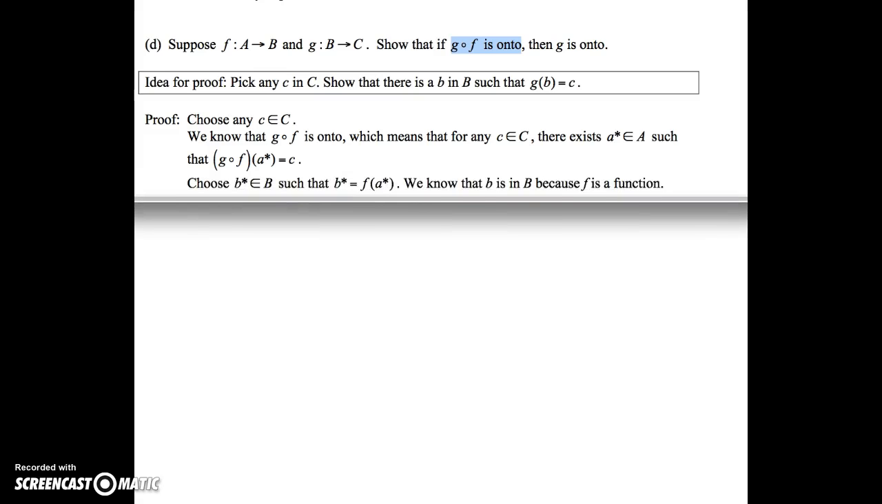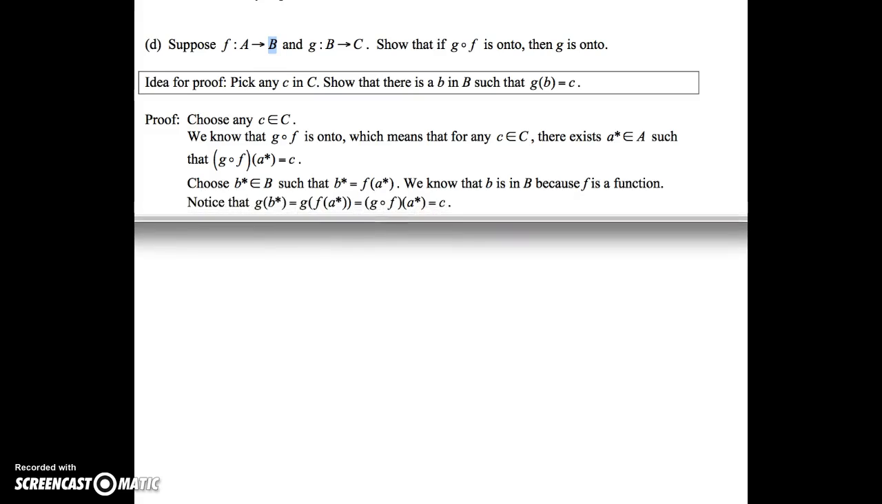Now I want to choose b star that's in the domain of g. B is that domain. And I want to choose b star so that b star is what we get if you take f of a star. So through this map, a star lives in A, f of a star is in B, and I'm going to call f of a star b star. We know that b star is in B because f is a function.